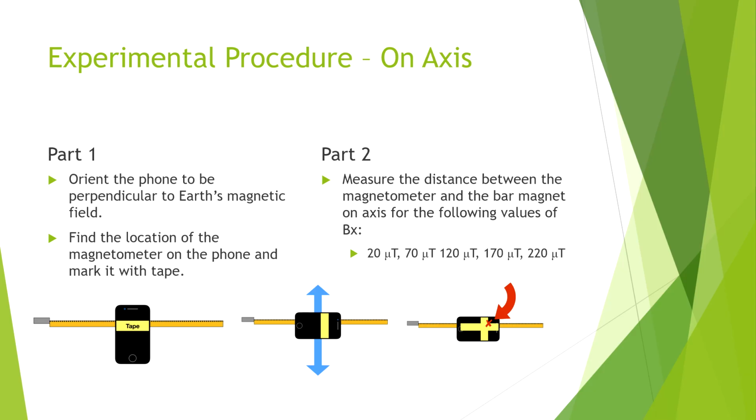The first part of this experiment involved finding the distance from the magnet where the magnetic field was equal to specific amounts. This included orienting the phone to null out Earth's magnetic field, finding the location of the magnetometer on the phone and marking it with tape, and finally measuring the distance between the magnet and the marked magnetometer, where the field was equal to 20, 70, 120, 170, and 220 microteslas respectively.